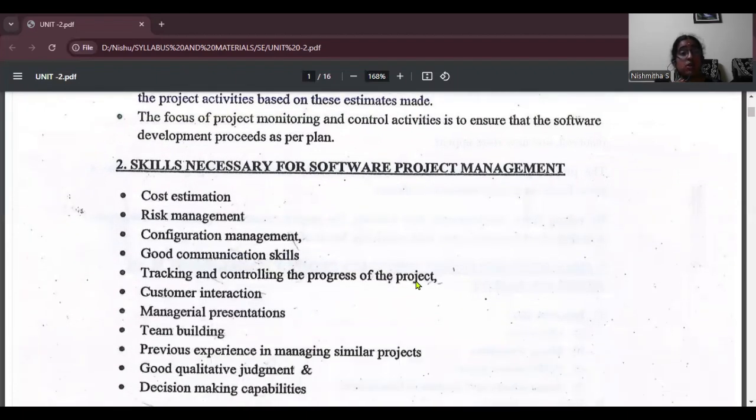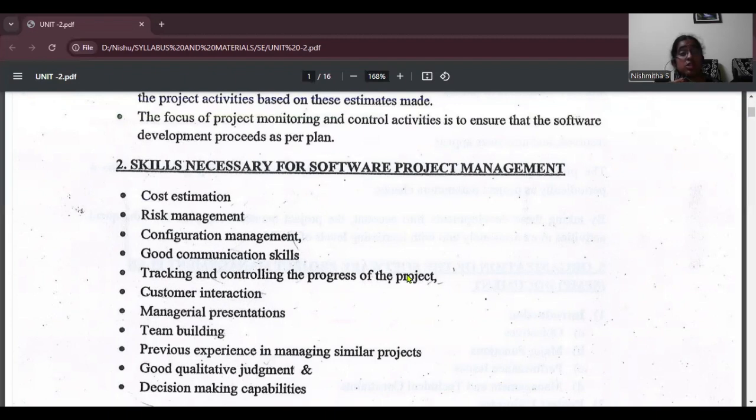which means that the project manager should be able to estimate how much cost or budget is required for the different stages in a project. Risk management. Risk management means that the project manager should be ready in such a way that he should be able to manage any kind of risk that occurs in the project. He must overcome the risks that occur in any project. So next one is configuration management.